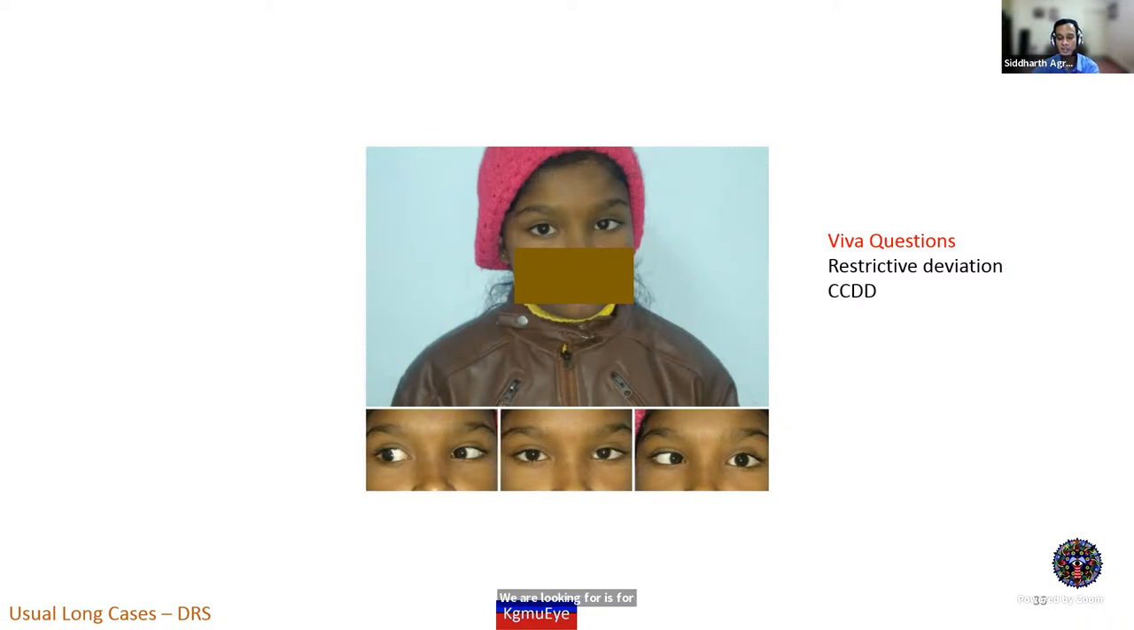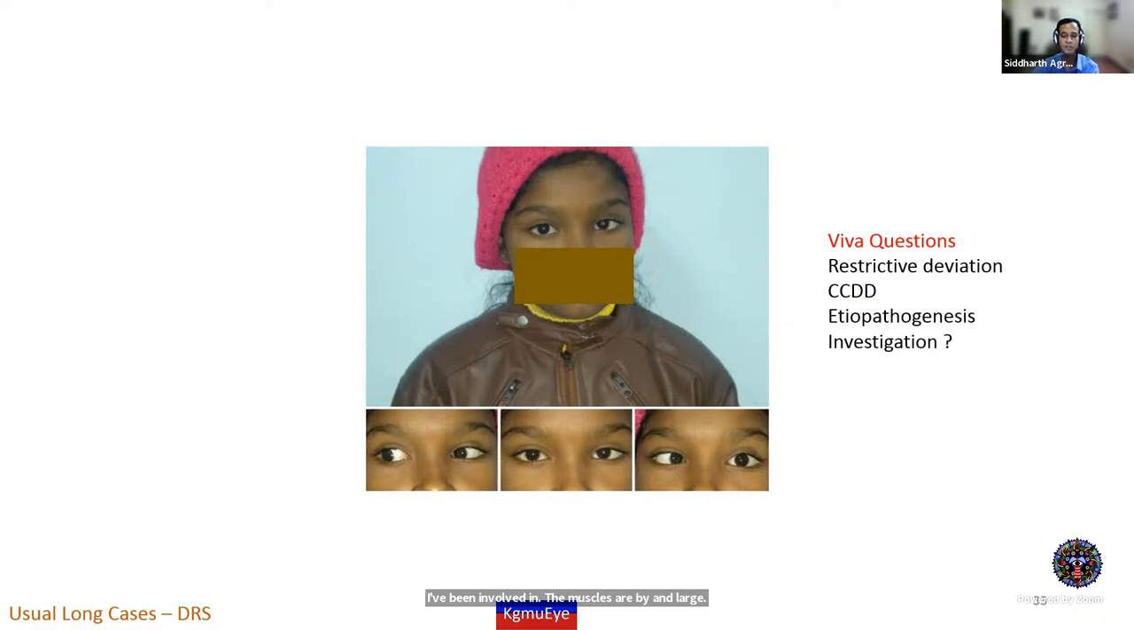What are CCDDs? I'm sure most of you know this. These are congenital cranial disinnervation disorders, and Duane syndrome is one of them. You are expected to know other types of CCDDs. What etiopathogenesis can you think of? It is most commonly seen that the sixth nerve and its nucleus are involved in Duane syndrome. The muscles are by and large normal.